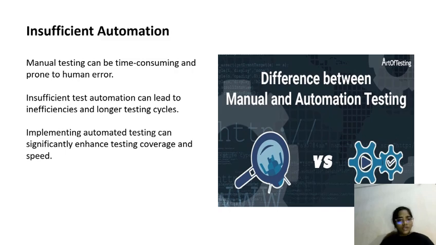Next, insufficient automation. Manual testing can be time consuming and prone to human error. Insufficient test automation can lead to inefficiencies and longer testing cycles. Implementing automated testing can significantly enhance testing coverage and speed. The difference between manual and automation testing is huge, because in automation testing fewer errors are found.